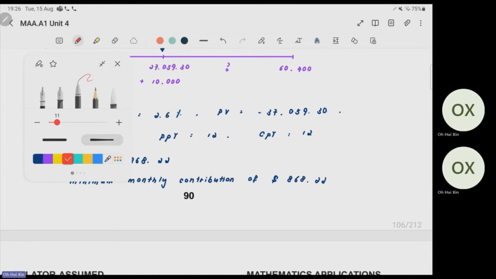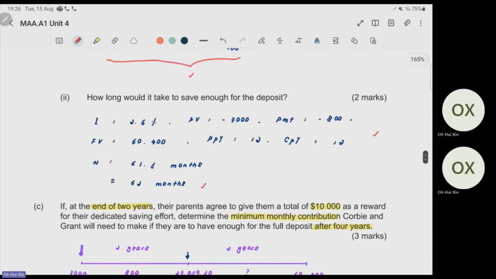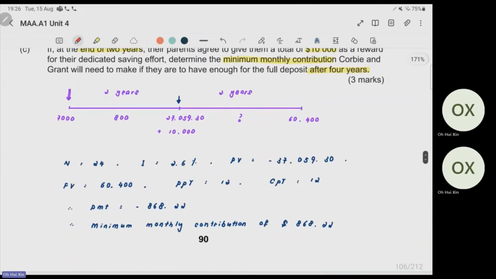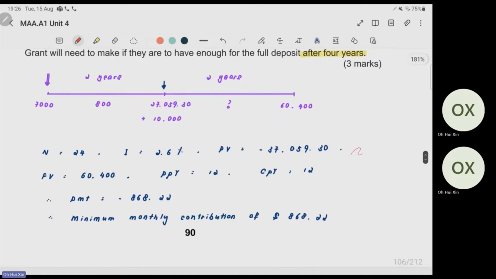For this question, you can see that compared to the previous question, which is 2 marks, now they give 3 marks. Reason being is that you need to find the PV by yourself. To understand that PV is found by using your value in part A and then plus the 10,000. So that's the first mark. All the rest of the numbers getting it correct, you get your second mark, especially the 24 here from the question. After you get your answer for PMT, you correctly find your answer without the negative sign, which is 868.22, then you will be able to get the third mark. So that's this question for page 90.